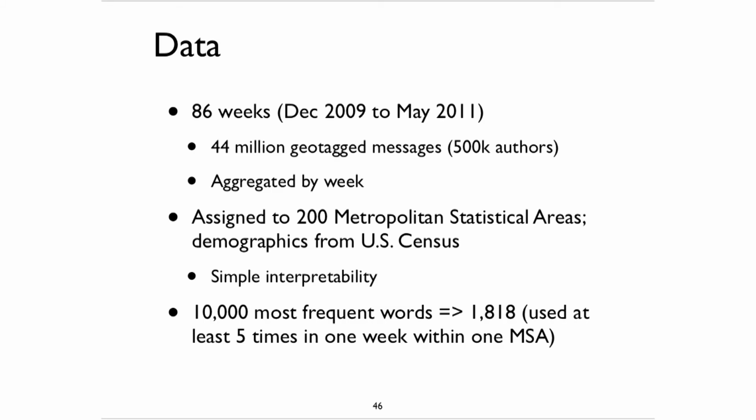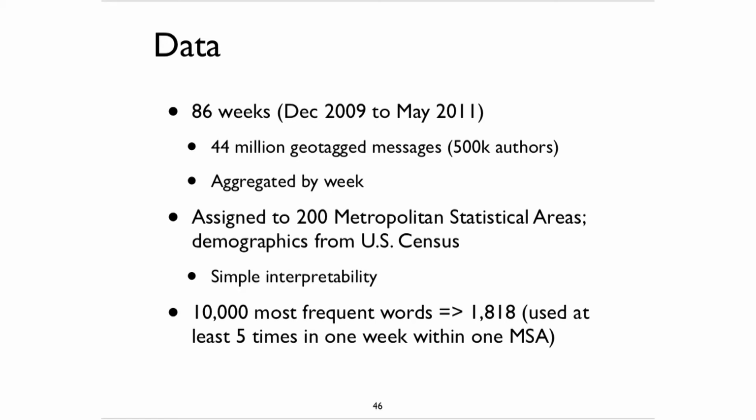We're going to take more of a regression, simple statistical model approach. And so for the data, part of this is to keep collecting Twitter data for a few more years, see what happens. So we're going to look at 86 weeks of data in this part of the talk, with a much larger amount of data now, 44 million total geotagged messages, over 500,000 authors, and doing weekly level aggregation. So our time steps are going to be every week.